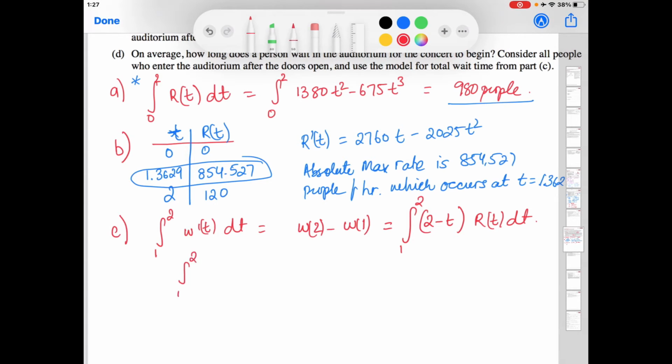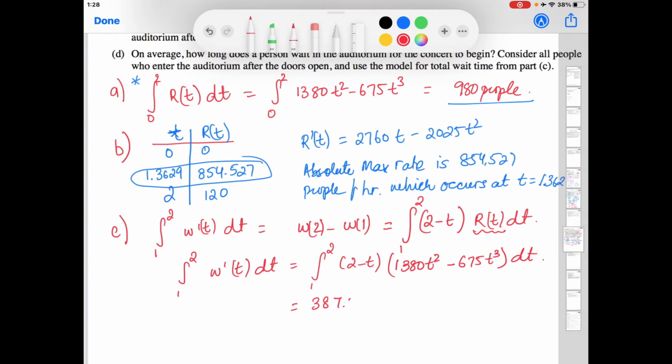So you're basically putting this in the calculator, 1 to 2. This is what we're looking for. So in place of r of t, I am going to type in my function, which is 1380 t squared minus 675 t cubed dt. So put that whole thing into the calculator and you should get 387.5. So that is the total wait time for people who entered the auditorium after 1 hour.